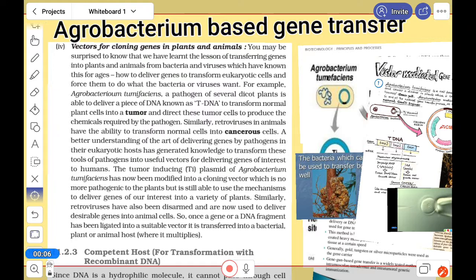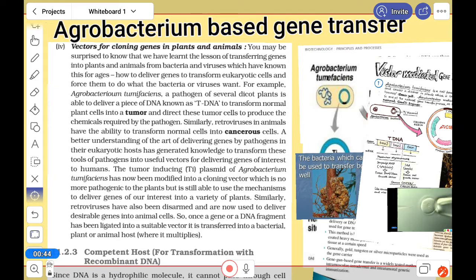Today's topic is Agrobacterium-based gene transfer. We already learned how we can transfer our gene of interest through a plasmid, and how any desired gene can be transferred to plants or animals. Agrobacterium-based gene transfer is a very unique and very interesting method that we are applying.